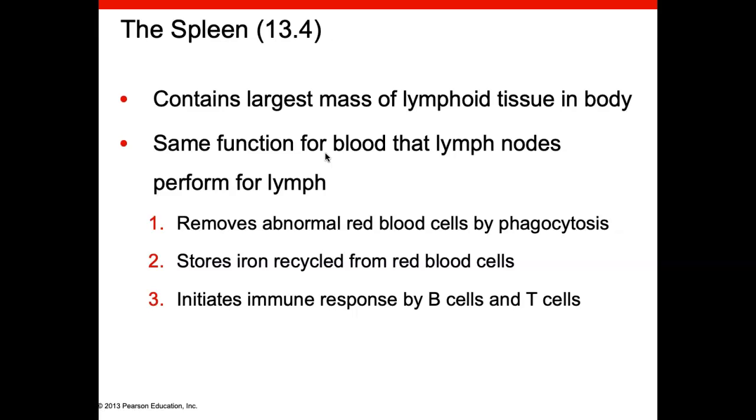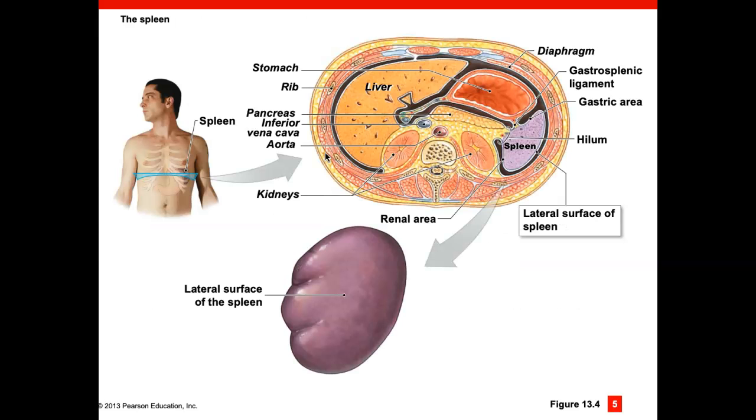The spleen contains the largest mass of lymphoid tissue in the body. It has the same function for blood that lymph nodes perform for lymph. So it removes abnormal red blood cells by phagocytosis. The iron will be stored there from the recycled red blood cells. And in the spleen, the immune response will be initiated by T cells and B cells. The spleen is in the left upper quadrant.